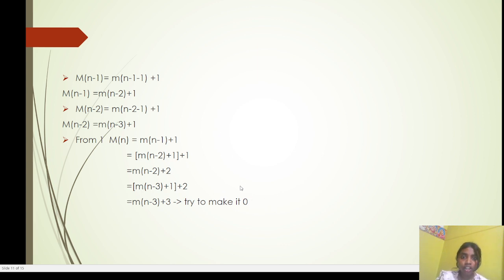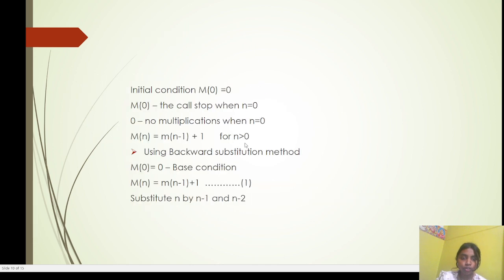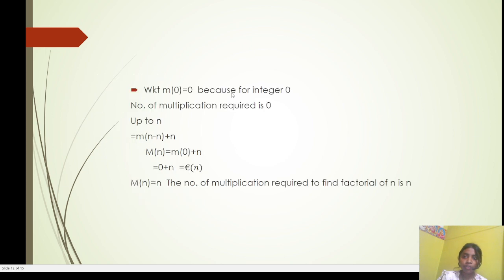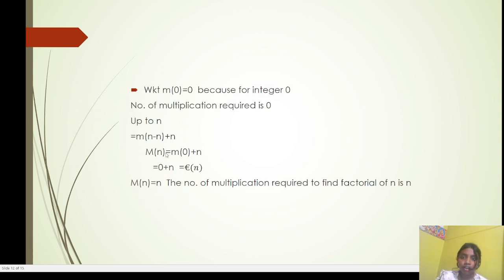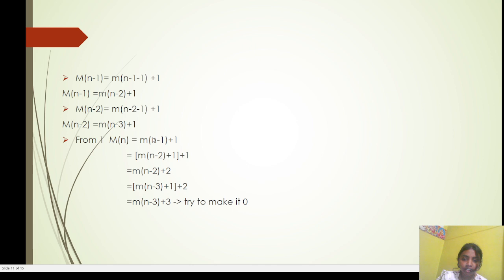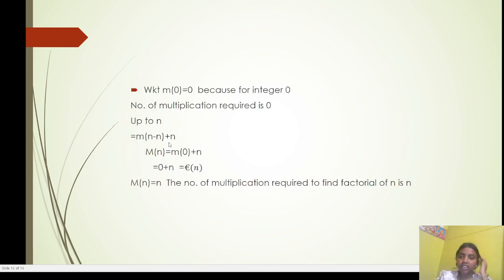We need to try to make the value 0, because as per the initial condition or base condition, m of 0 is equal to 0. We know that. So try to make m of n minus 3 plus 3 equal to 0. So substitute the value 3 as n. We get m of n minus n plus n, that is m of 0 plus n. m of 0 as per the condition is 0, plus n, we get n.